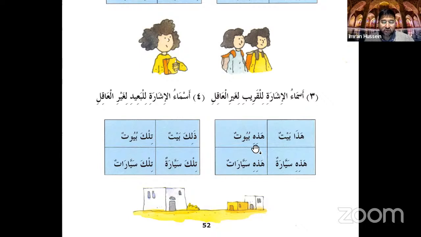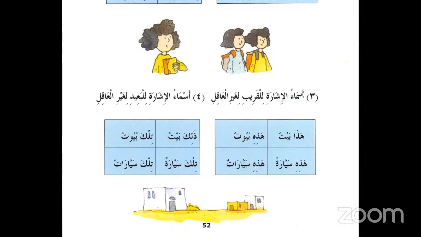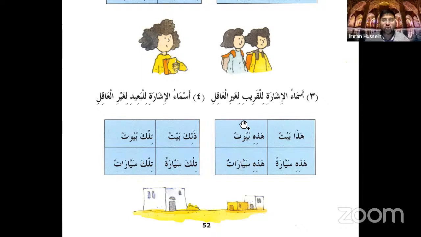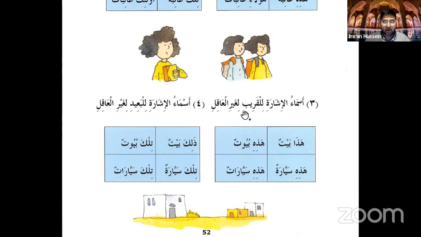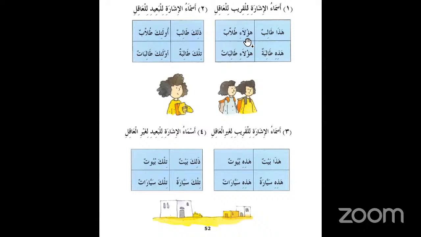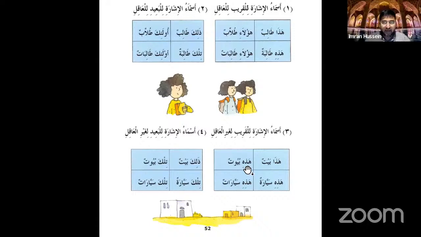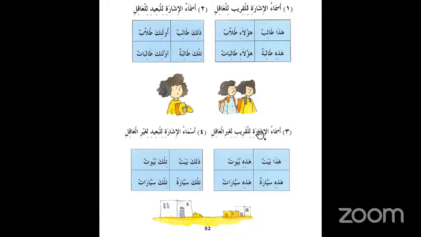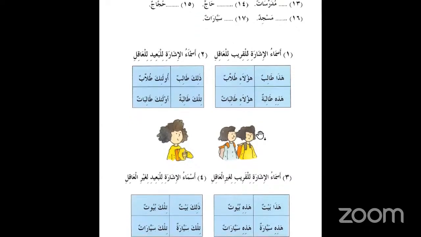When we do the plurals for the masculine, bayt and sayyaratun will be treated as singular feminine. What does that mean? If you look above, we use haula'i over here. But over here now, we are going to use the singular feminine of hada, which is hadhihi. So we say hadhihi.